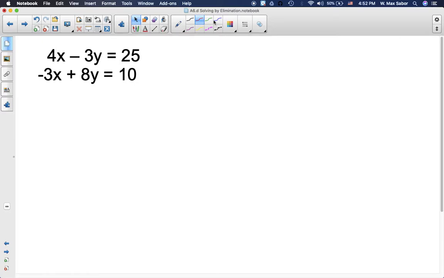Last one. This one is trickier, and it's chosen because it's trickier, is that 3 times any positive whole number doesn't give us 4, and 3 and 8 aren't multiples of each other either. So what we'll need to do is we'll need to multiply both equations. What I'm going to do is I'm going to pick something that's a multiple of 4 and 3. So what's the smallest number I can think of that's a multiple of 4 and 3? Well, 12 is a multiple of 4 and 3.